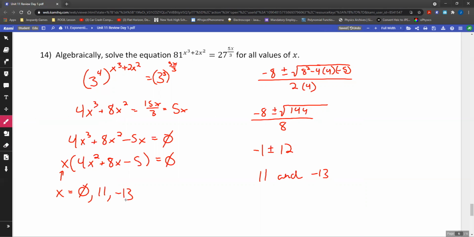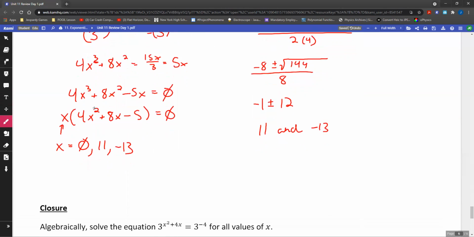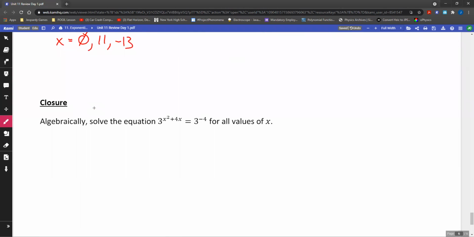I can plug this in and I should end up getting the same thing on both sides. One thing to note, this goes back to quadratics. Whatever the highest power of x is typically refers to how many solutions we should have. So because that's x cubed, that means that we have to have 3 solutions. So keep that in mind.